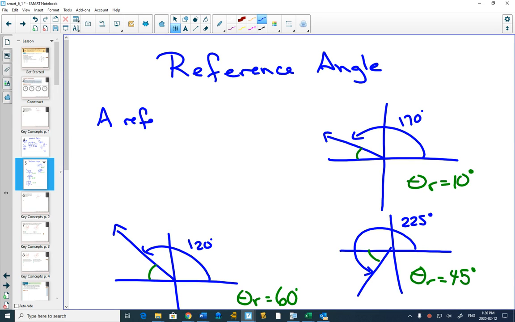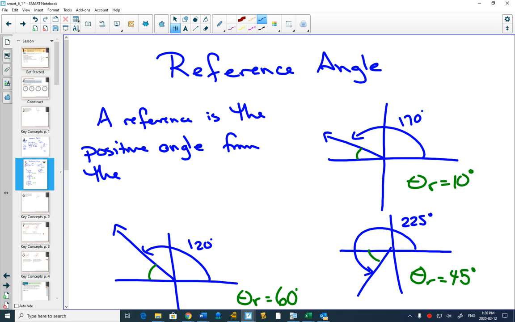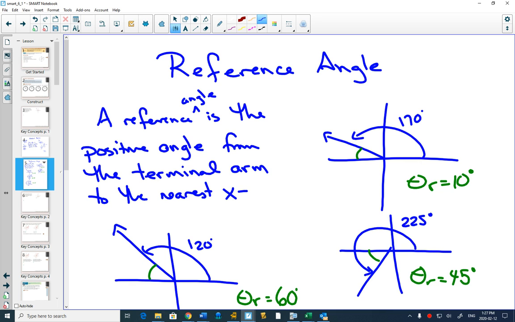A reference angle is the, and it's always positive, angle from, and where an angle ends, we call it the terminal arm. Terminal meaning where it ends. I forgot the word angle. Here we go. A reference angle is the positive angle from the terminal arm to the nearest x-axis.